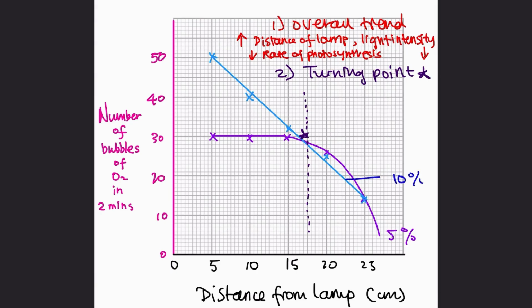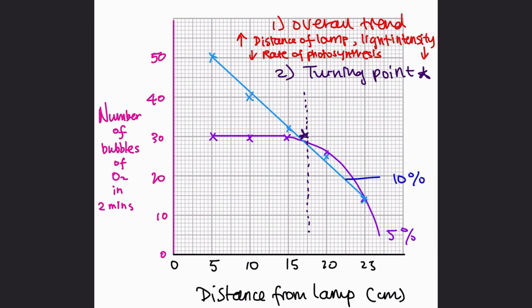So why is it at 5% nothing is happening here? I should expect the purple line should be like this, isn't it? Because if it's closer to the test tube, then I should be getting more bubbles. But I'm only still getting 30 bubbles, which is the same as 10 cm, which is 10 and 15 cm. Why? Whenever you see this flat line on rate of photosynthesis questions, you have to think of this point called the limiting factor.